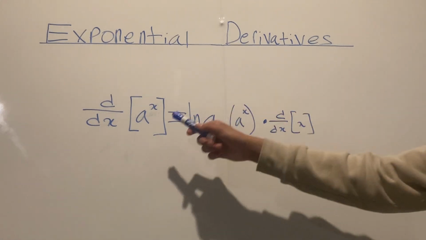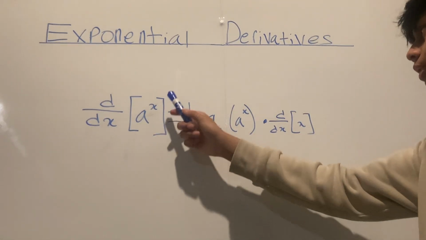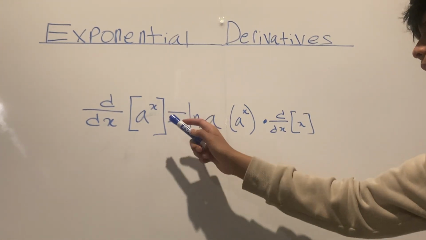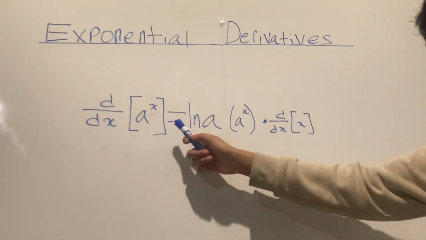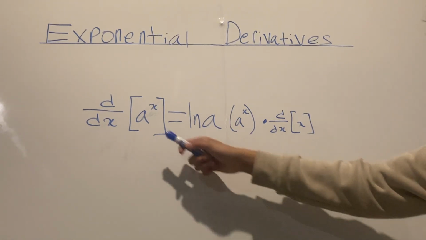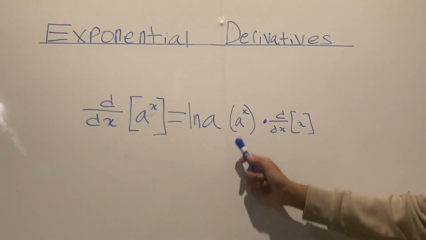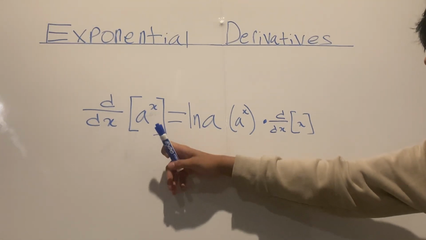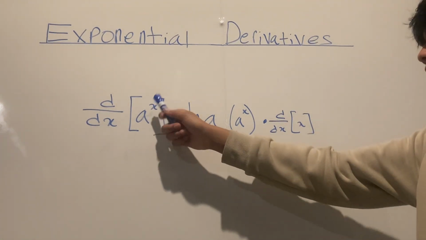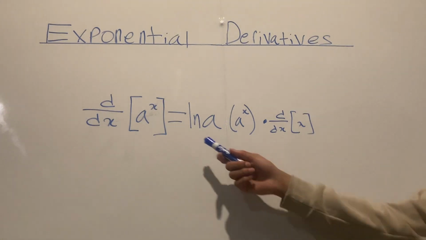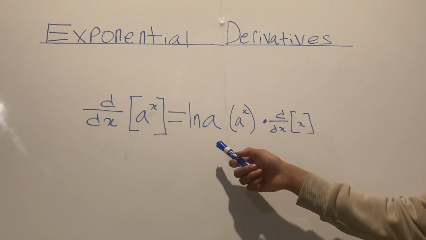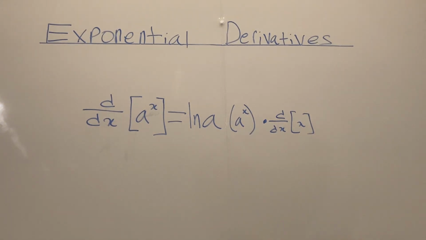Okay, so this is an exponential derivative. To find the derivative of a to the x, it's basically ln a. So you take the logarithm of the base, which is a, and multiply it by the original function again, and then you have to multiply by the derivative of the exponent. So it's not just this, you also have to remember to derive the exponent and multiply everything. So this all just becomes one term.